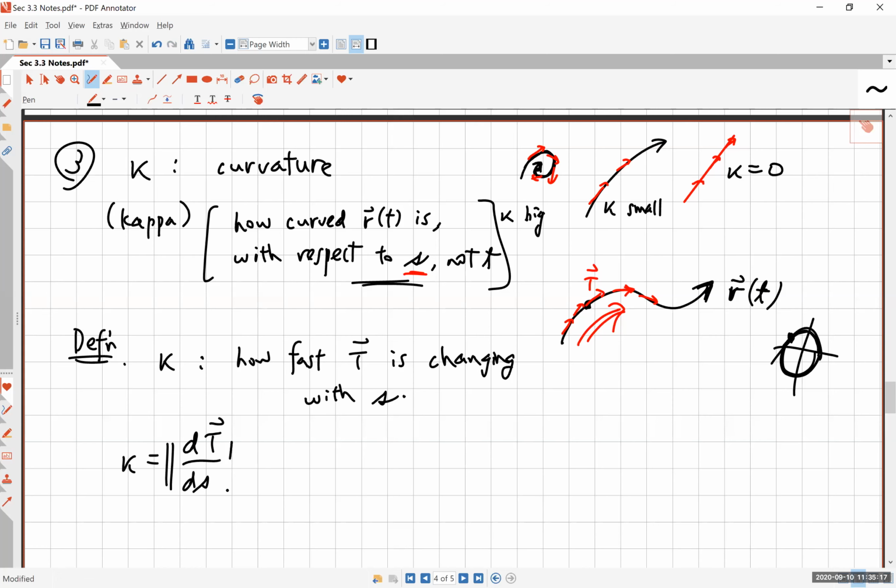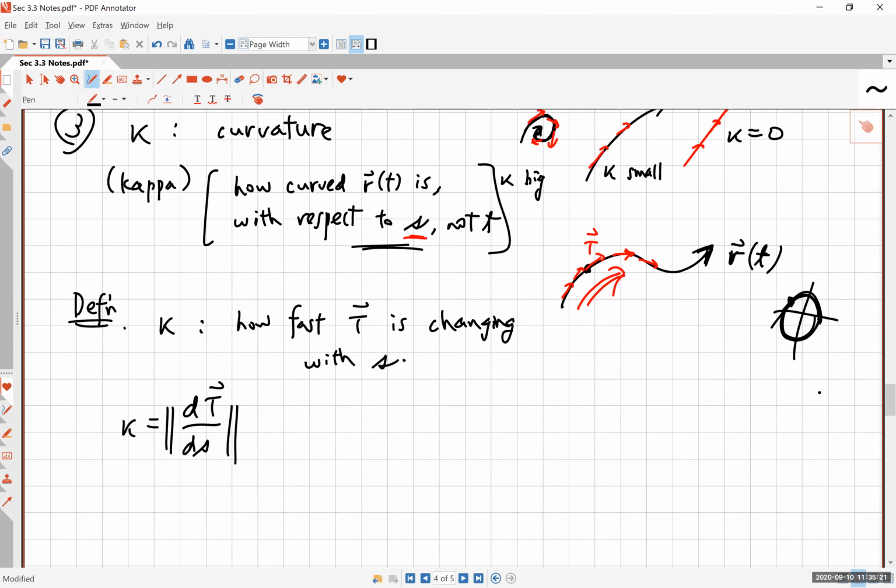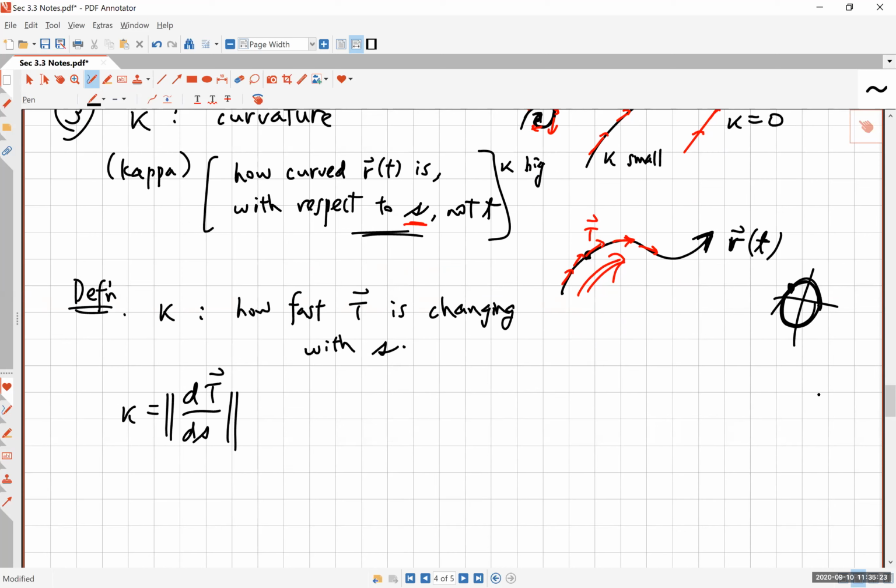Okay, and then we take the norm of this because this is the vector. Okay, that's great. So that conceptually is what we're looking for: how fast T is changing as you go along that arc. This is a great definition. It makes sense, but it's useless. What do you mean by useless? Well, I don't mean it's useless, but it's hard to calculate because we don't normally use that ds.